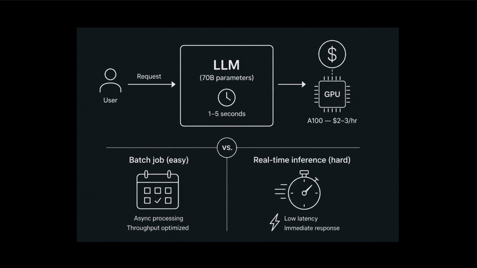And the model itself is enormous. Something like a 70 billion parameter model is like 140 gigabytes in float 16. Just loading that onto GPUs is a whole thing. So the challenge is: serve this giant model to millions of users fast and without going bankrupt. So that is a problem. Now let's talk about how you actually solve it.